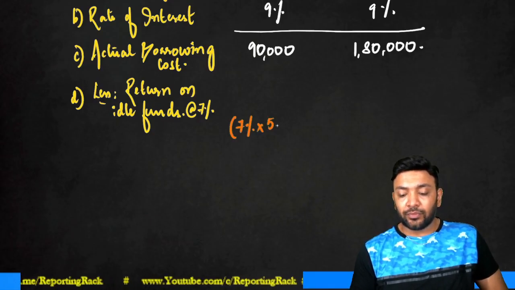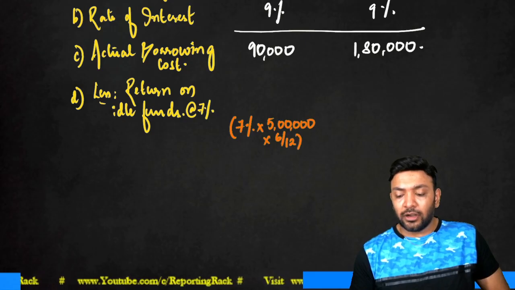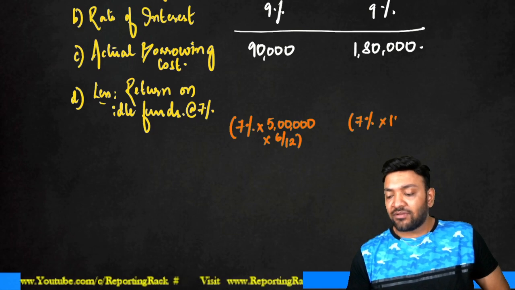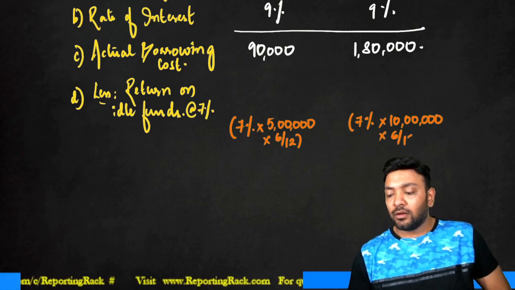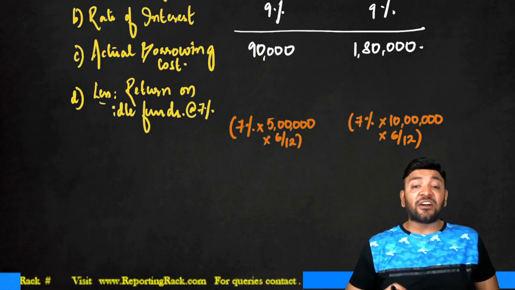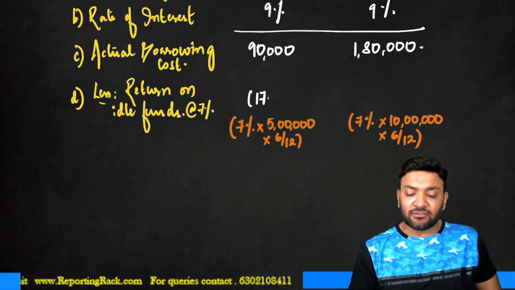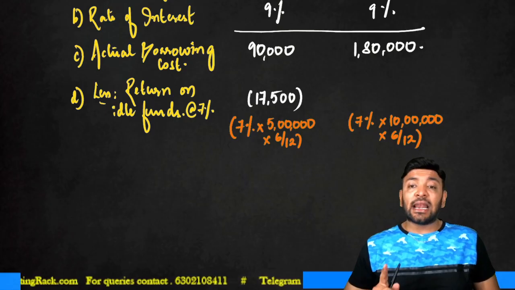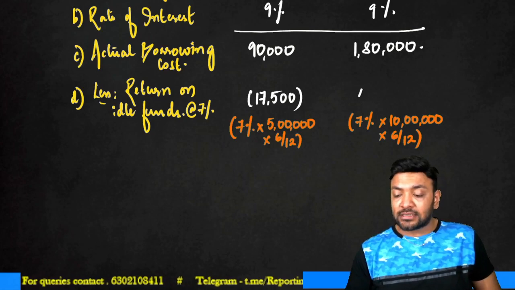7% into 5 lakhs into 6 by 12. 7% into 10 lakhs into 6 by 12. Calculate the amount of interest now. Guys, 7% on 5 lakhs is 35,000. 35,000 into 6 by 12 is 17,500. It has to be reduced, so I am putting it in brackets. 7% on 10 lakhs is 70,000. 6 by 12, only for 6 months up to October, is 35,000.